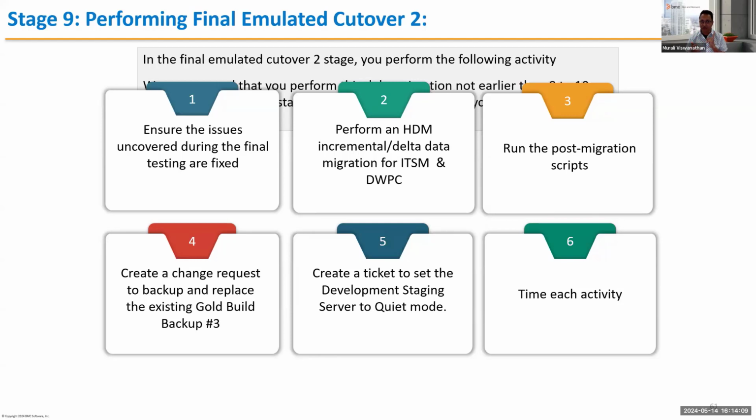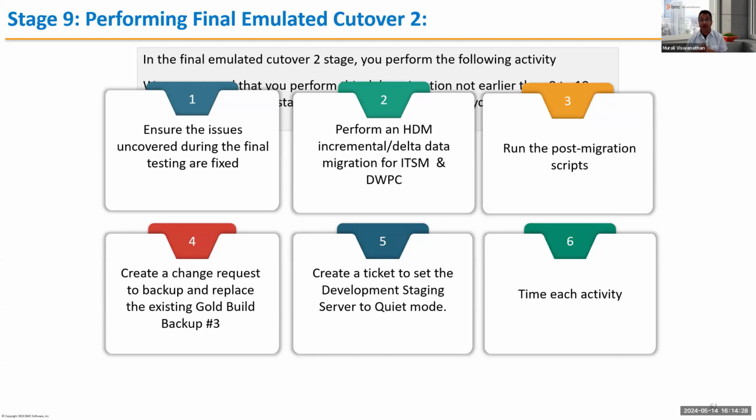So again, you basically make sure that you have all your fixes done, packaged and applied during the final testing, do your Delta migration, run the post migration steps, and this time you need to create a change request and replace your gold build 3.